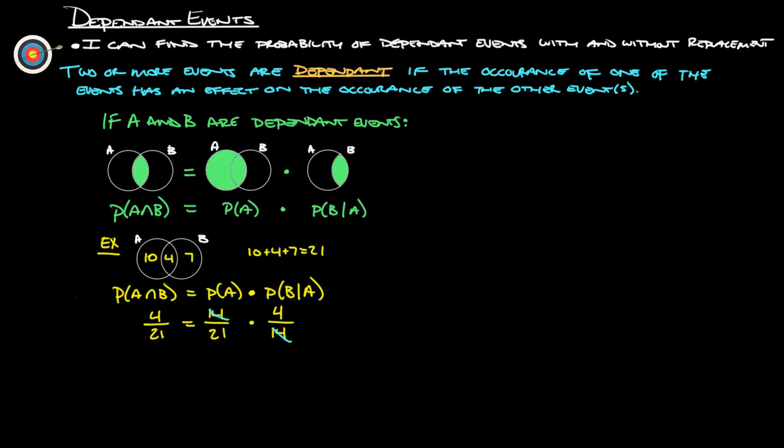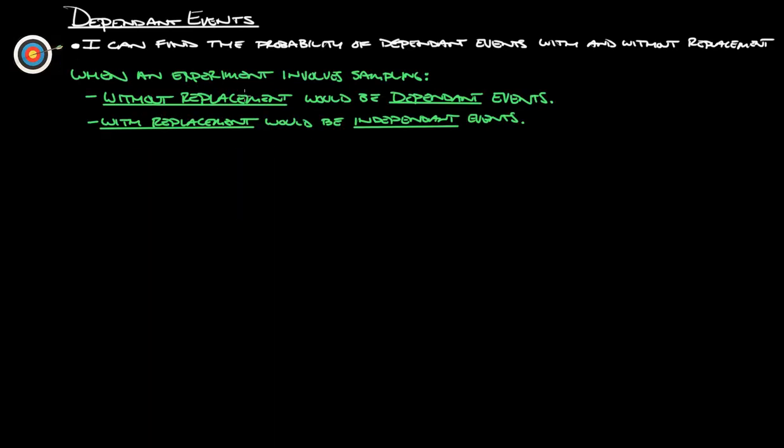Okay, when an experiment involves sampling without replacement, those would be dependent events. So if you pull something out of a bag and then you don't put it back in, that's not replacing it. That would be dependent events. If you have an experiment which involves sampling and you do replace it, so you put the marble back in, those would be independent events because it won't matter, because you're putting the marbles back in. It's always going to be the same amount and same type of marbles that you're pulling out.